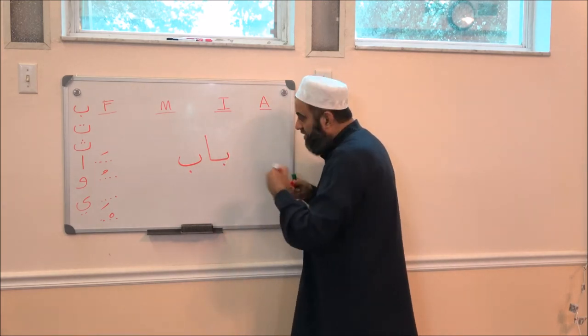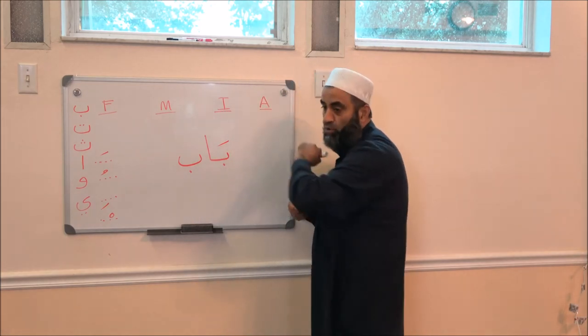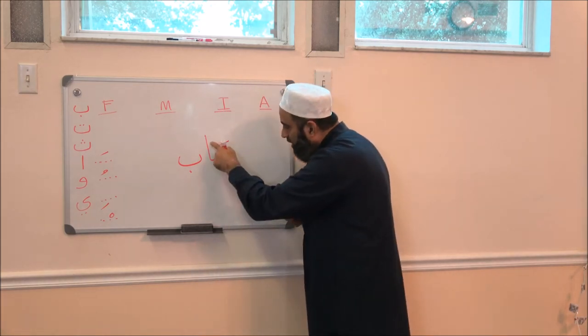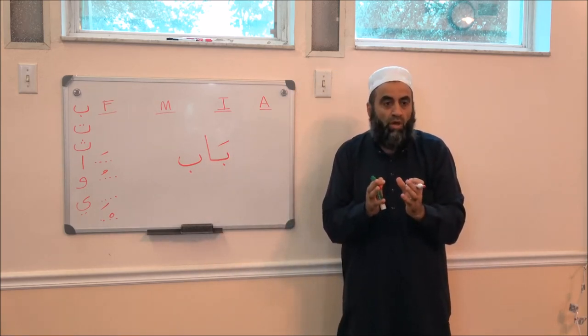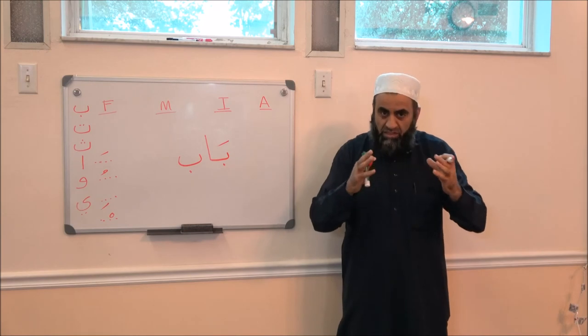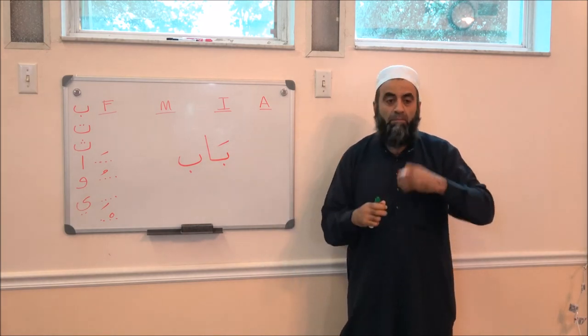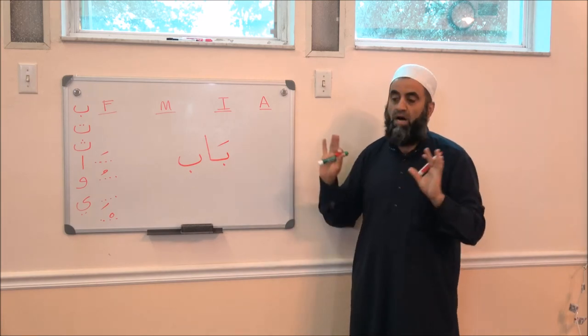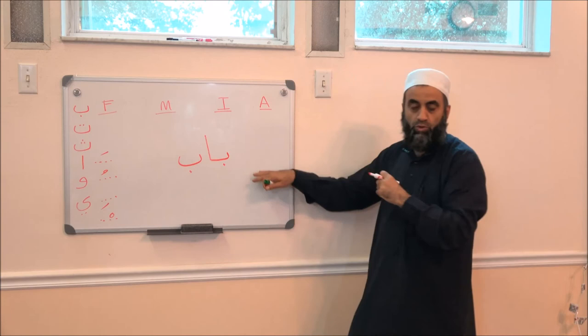But if you write this, this does not become ba'ab, no. When the daughter meets the mother, just the maximum prolongation is the sound of the mother. It does not become three. It does not become ba'ab. It becomes just bab, okay? And this is true for the other two also.